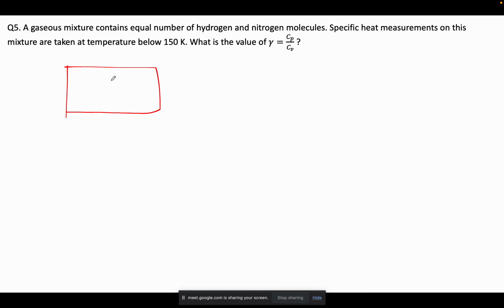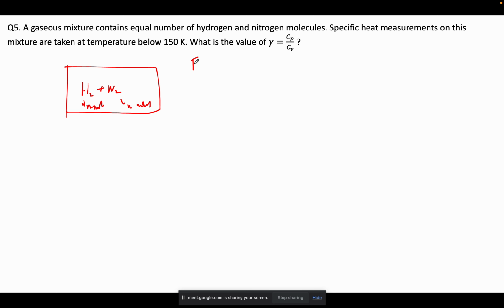Okay, and this mixture contains hydrogen plus nitrogen, and if there are n moles of hydrogen, then there will be n moles of nitrogen. That means the mole number of these two are the same. Now if they are saying nothing, then we can assume everything as ideal gas, and all these measures are taken at a temperature below 150 Kelvin. So we have to calculate the gamma for the mixture.